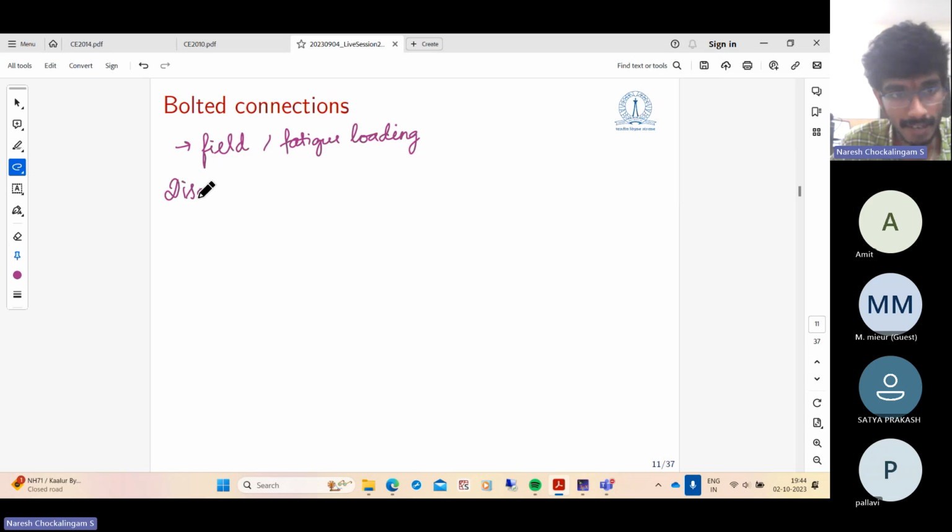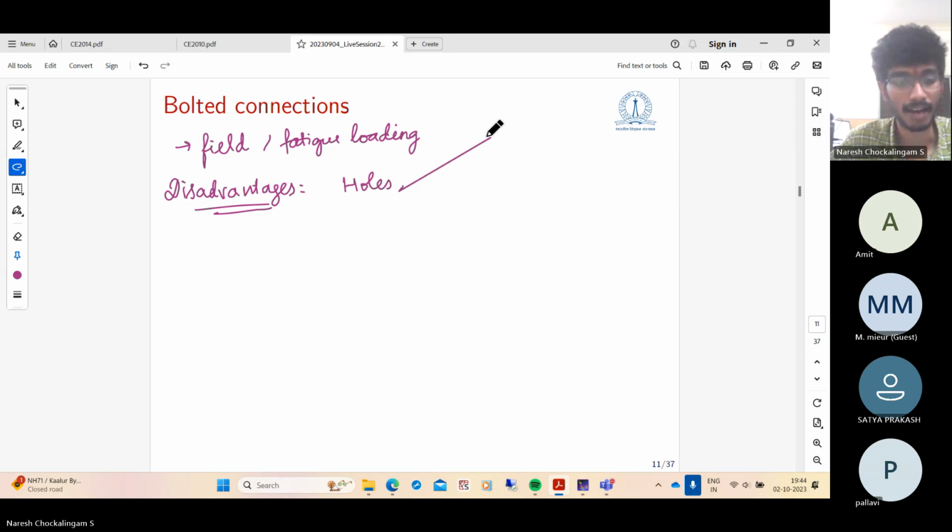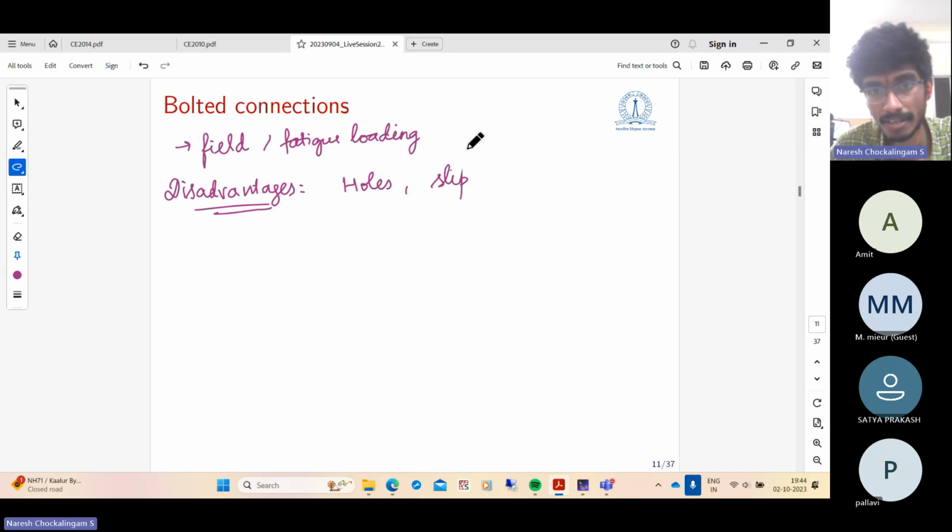But as I said, the disadvantages: it is puncturing the members themselves. They reduce the section of the members, since there are holes, and they are not continuous, so there is a discontinuity. But the bigger problem with one type of bolts, called the bearing type bolts, is that there is always some slip before a bolt comes into action and takes up the load.